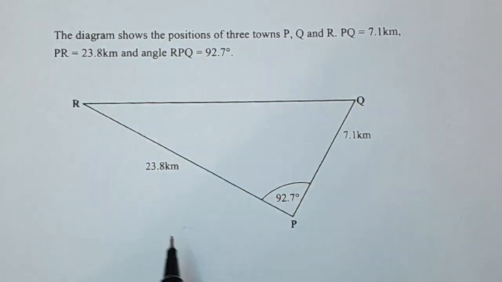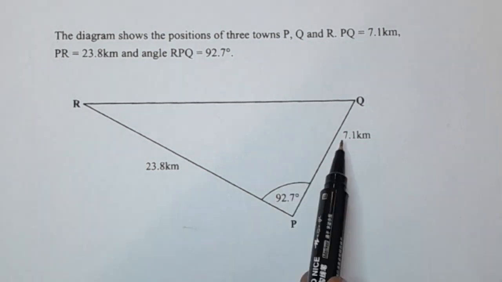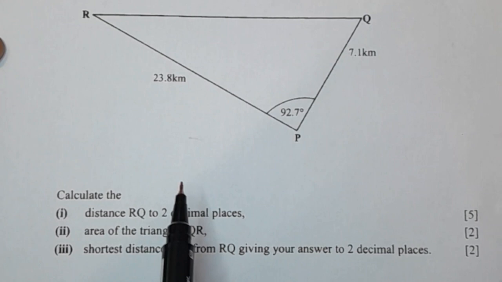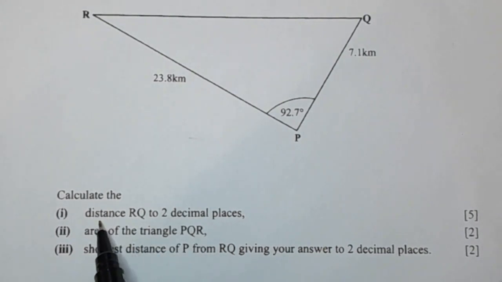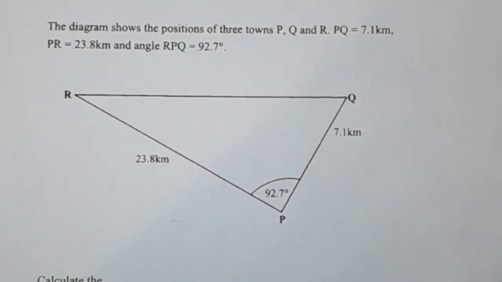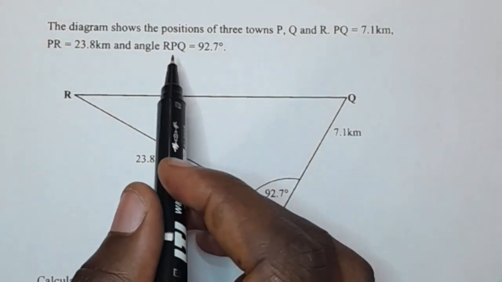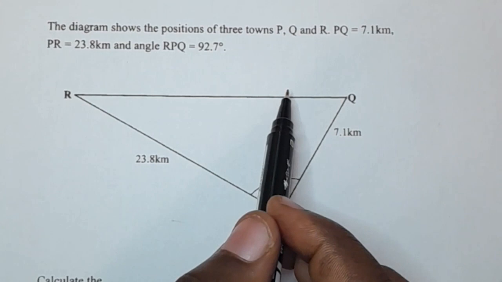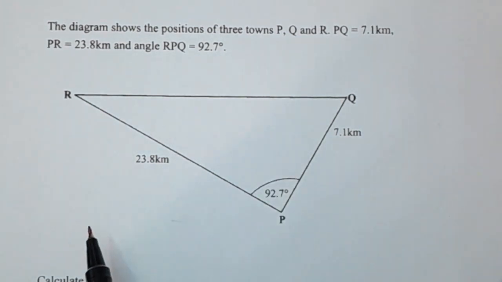So this is the angle that they are talking about, and then the given sides are these that they are talking about. Here is the question. Calculate the distance RQ to two decimal places. So they want you to find the distance of RQ, this distance here.